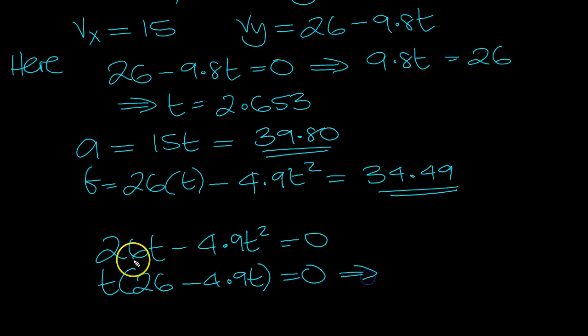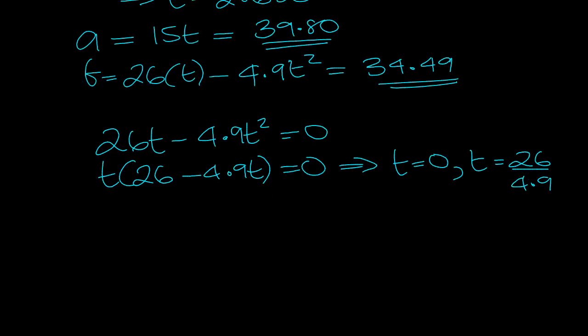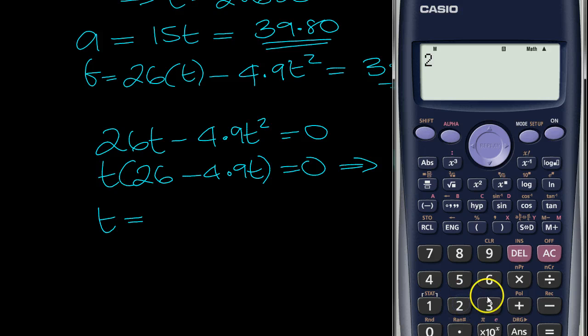So that tells us when y equals 0. t is 0 because this is the y value, and it equals 0 when t is 0, of course. And when t equals, well, this would be 26 over 4.9, wouldn't it? When that's equal to 0. Okay, that's the time. So t equals 26 divided by 4.9, 5.31.